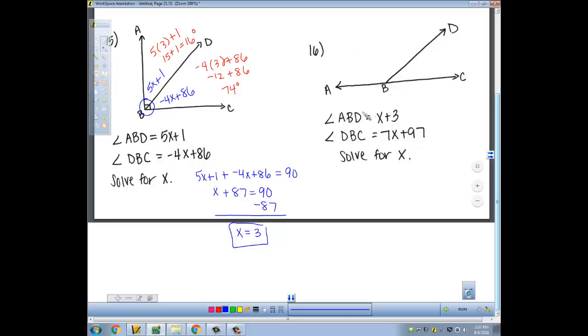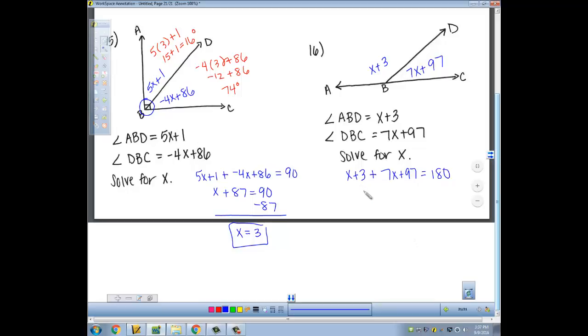Okay, number 16. These two angles are adjacent. They create a supplementary angle, so I know that they need to add together to get 180. So ABD is x plus 3. And DBC is 7x plus 97. So I know if I add those two together, I need to equal 180 since it created a straight line. So x plus 3 plus 7x plus 97 equals 180.